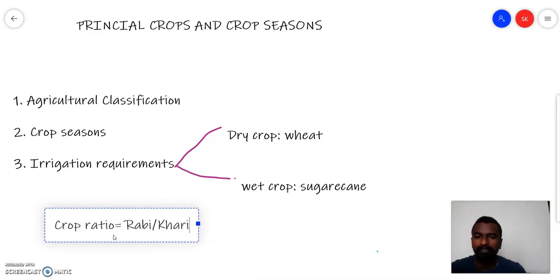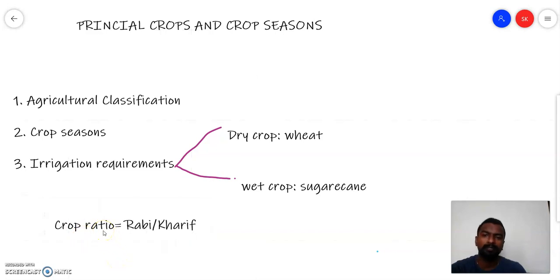Now, why is this term, the crop ratio, important? Because the irrigation requirement is different in case of Rabi and in case of Kharif. Basically, in case of Kharif, more water is required. So we should plant different kinds of crops in the available land in such a way that the discharge is the same throughout the year, and that's why the crop ratio term is important. So this is all about the crop ratio, principal crops and the crop seasons in India.